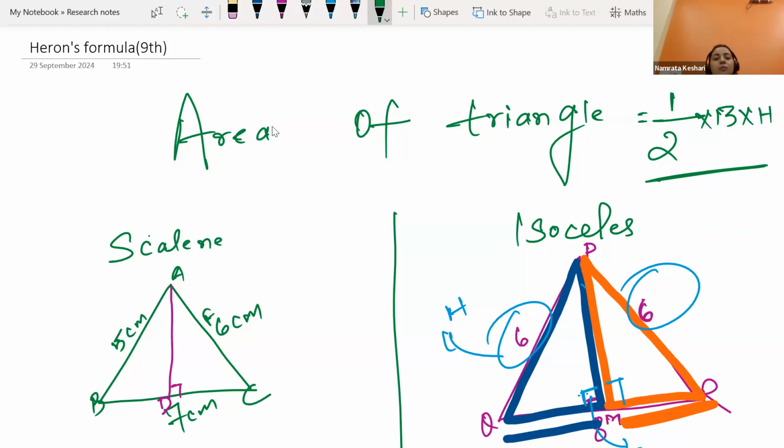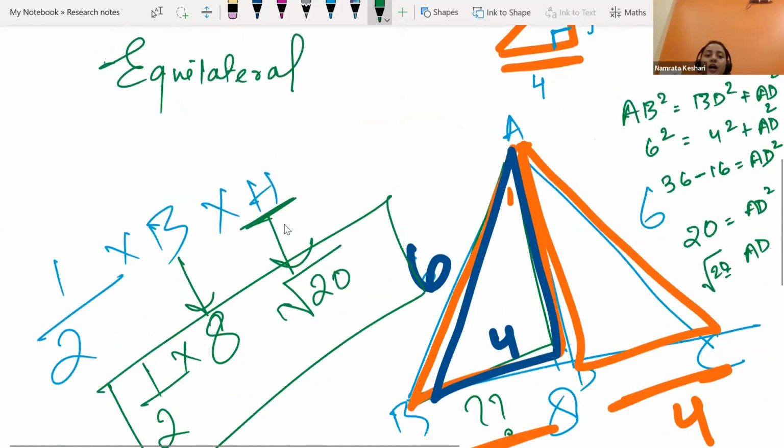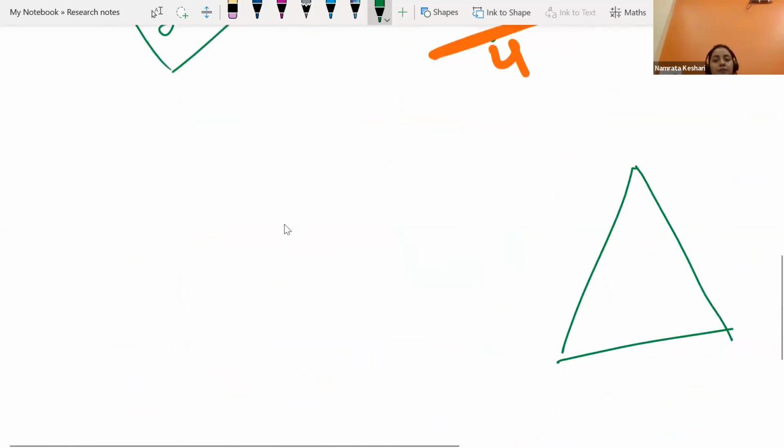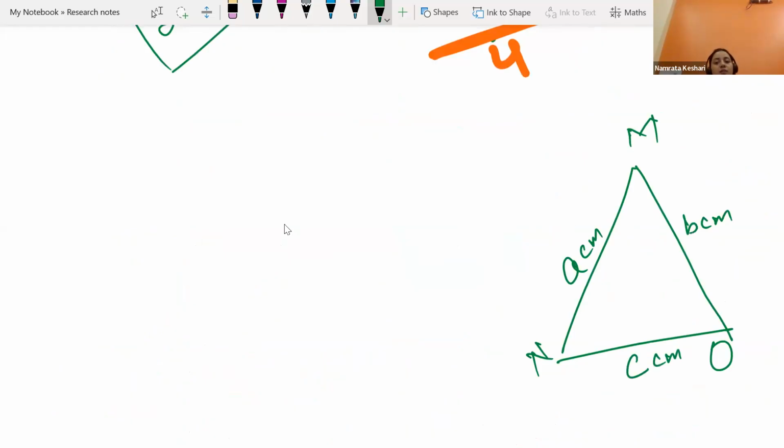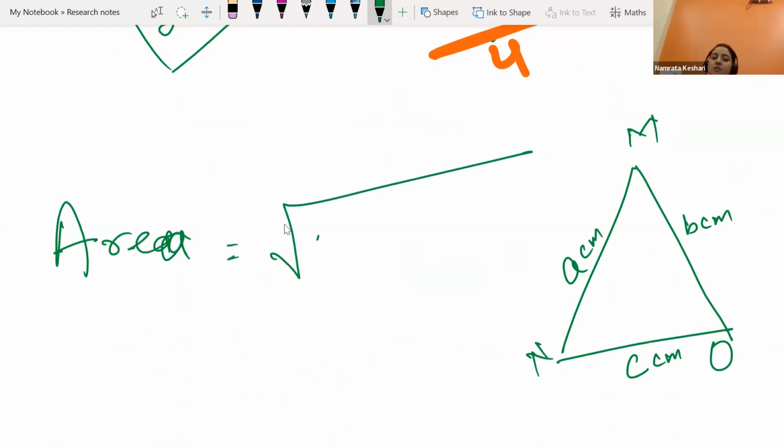And hence, the mathematician Heron has given us a formula. If you have a triangle MNO, and you know the side lengths, suppose this is A centimeter, this is B centimeter, and this is C centimeter, then I have a formula without even worrying about height. You can use my formula for finding the area of a triangle: area is under root s minus a, s minus b, s minus c.